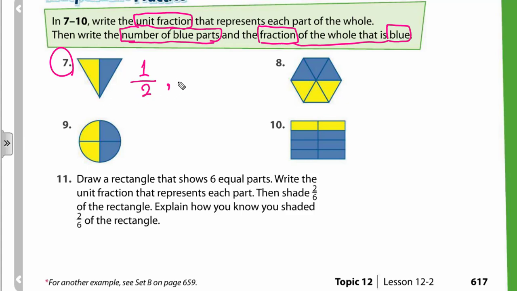Question 7, not 8. It's only 1 blue part. 1. And I will write it 1 because it's not a fraction. And the last thing is the fraction of blue. So we will use a fraction bar. In the top we will write how many blue and down the total.